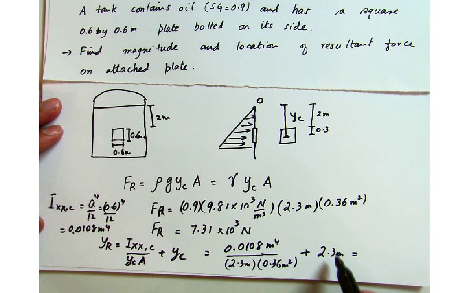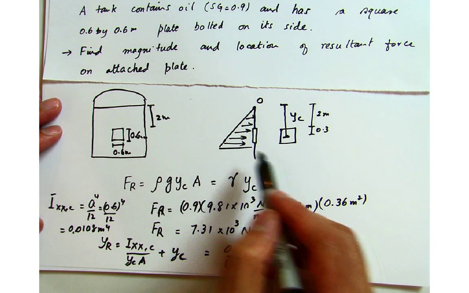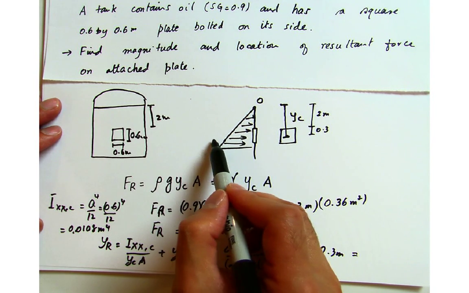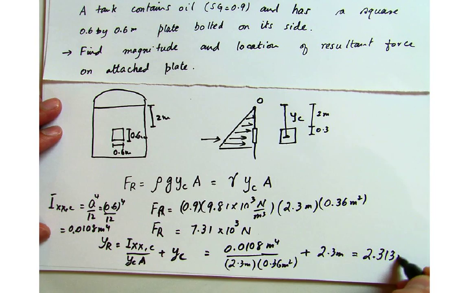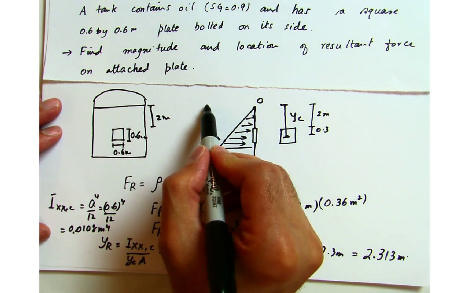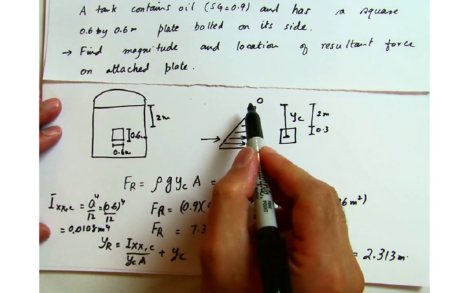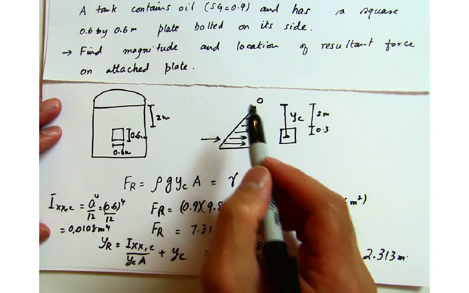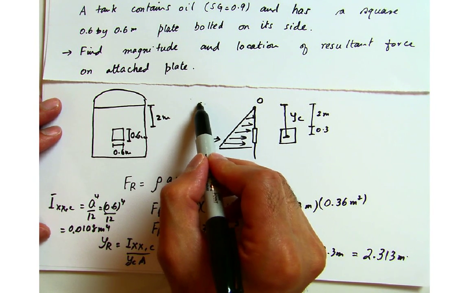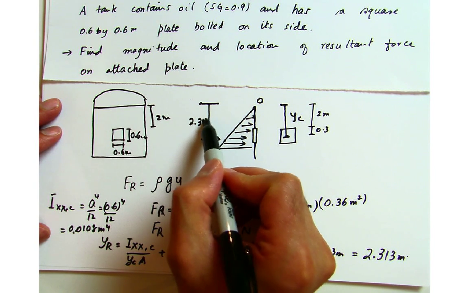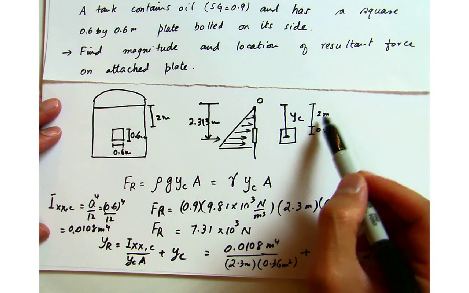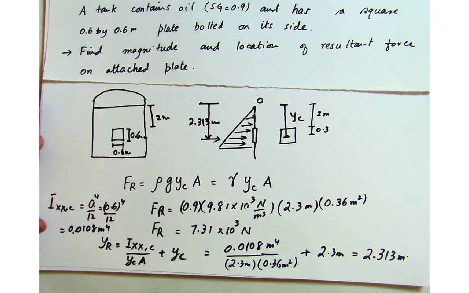As you can see from here, this will be a positive number, so yr won't be acting at the centroid but slightly below it. Once I add those numbers together, this is 2.313 meters. From this point O, because we were taking the moment about point O to obtain this relationship, as I showed you earlier when we were deriving it, the distance from here to here is 2.313 meters, which is more than 2.3 meters, the distance from the centroid to point O.